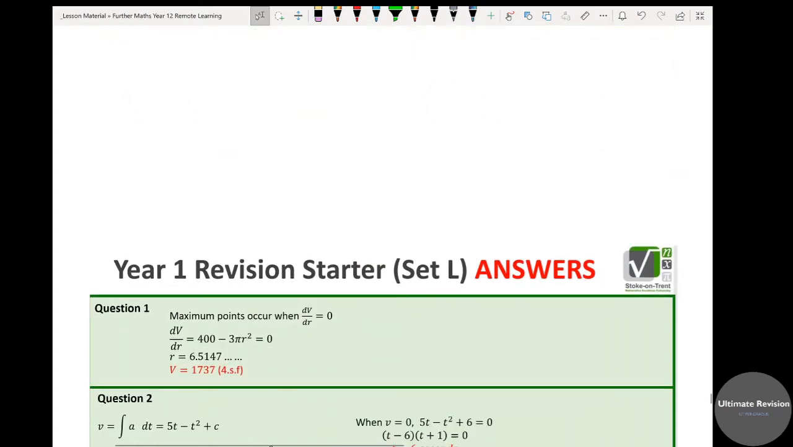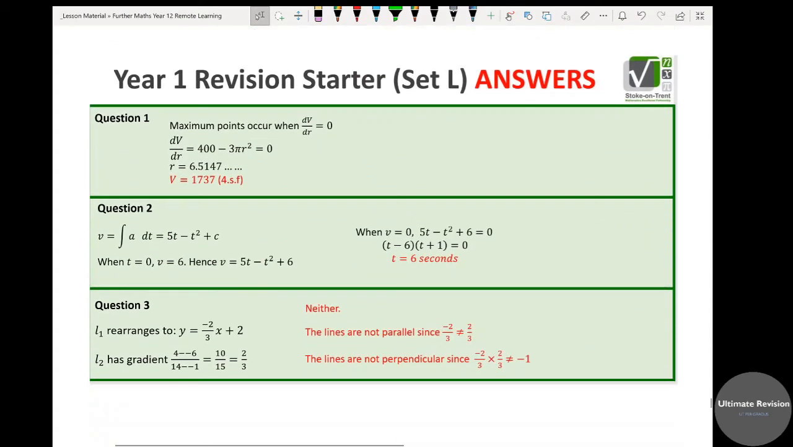Okay, that's about time, guys. Right, here are the answers. You can mark your own work, please, as you go. So question 1, it was the maximum point occurs. You differentiate it equal to 0. It was V was 1,736. This one, integrate.